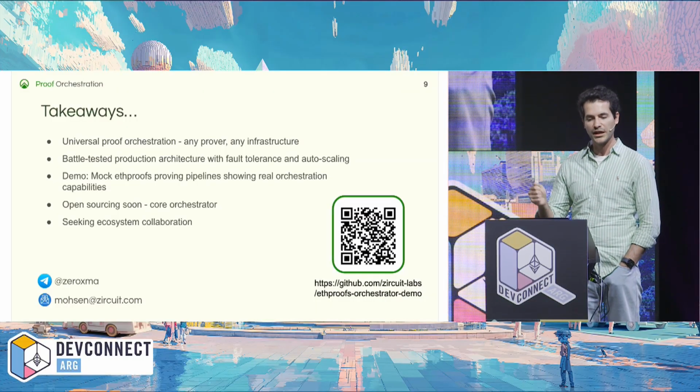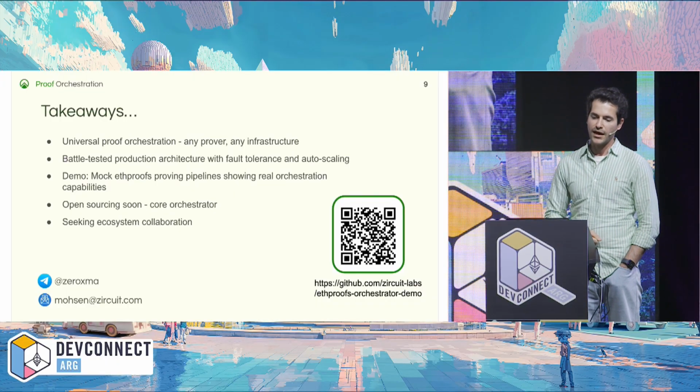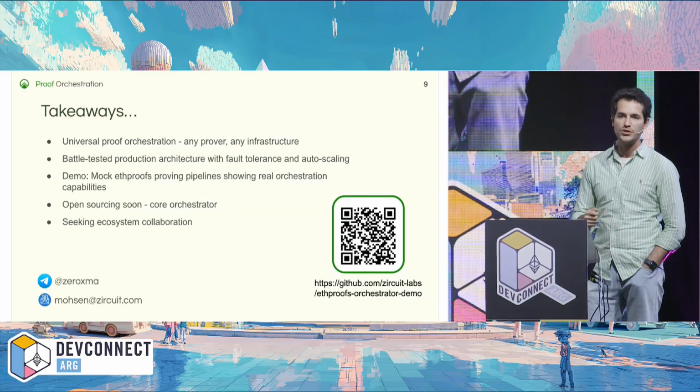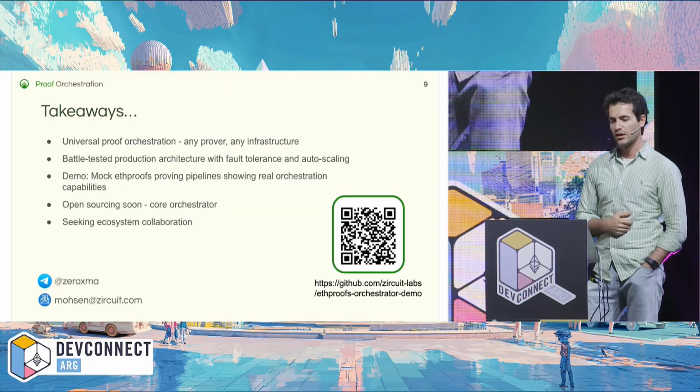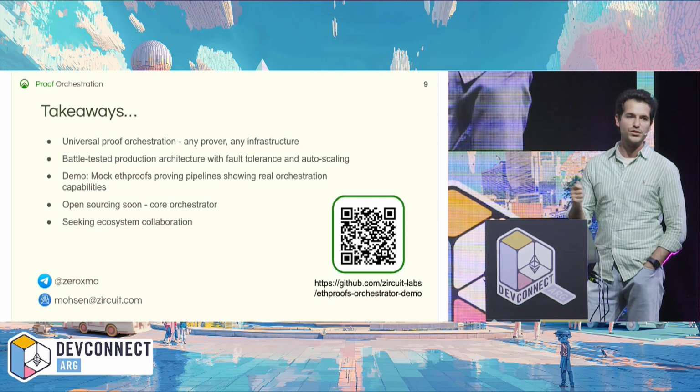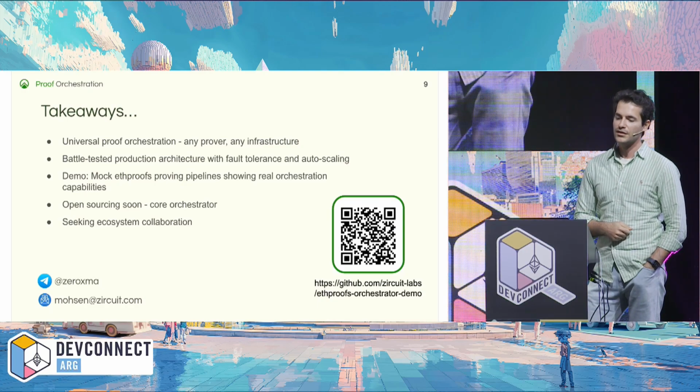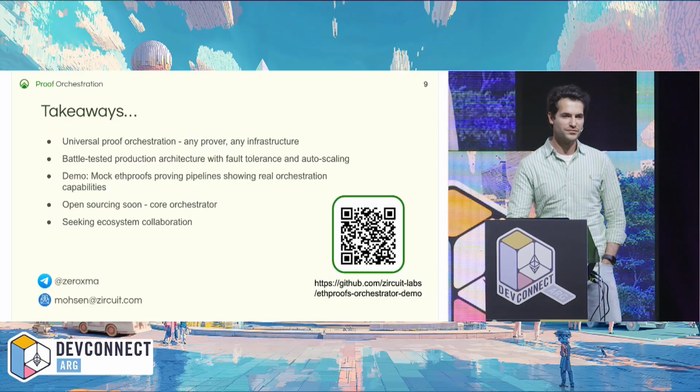It scales automatically. I showed you a mock demo of ETH proofs. You can scan the repository. You can take a look. What is on the repository? We have open sourced the images, so the binaries of the orchestrator are released, but we haven't released the source code. We plan to release the source code soon, and we are seeking ecosystem collaboration. Thank you very much.